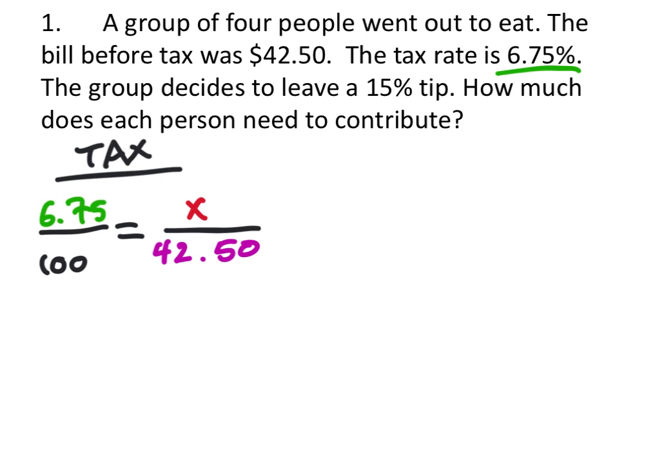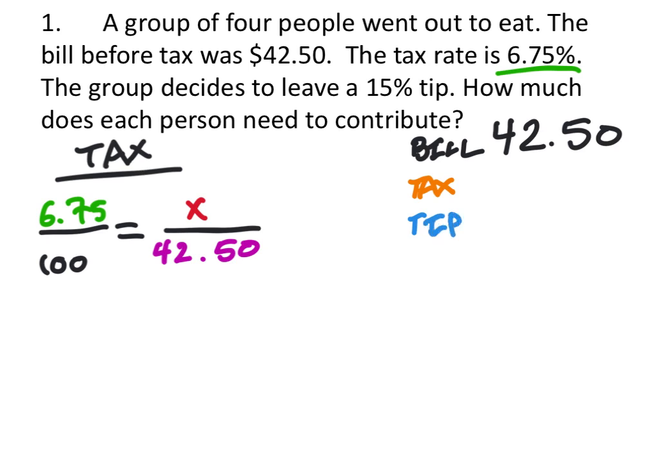And so when we solve this, it will tell us the tax, and this will be what we need to add to the total amount of the bill before tax, which was $42.50, right? So that would be from the bill. And so the total will include the tax, but it will also include the tip. Okay, so once we figure out the tax, we'll put it into this sum for the amount that we would need to pay. But again, that still doesn't solve the problem, because it's asking how much does each person need to contribute.